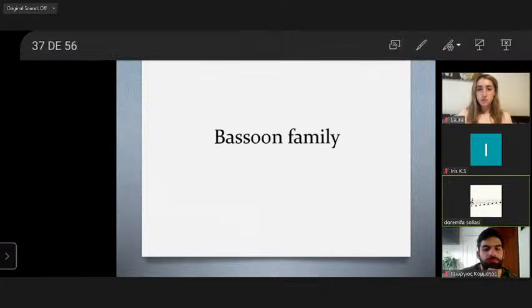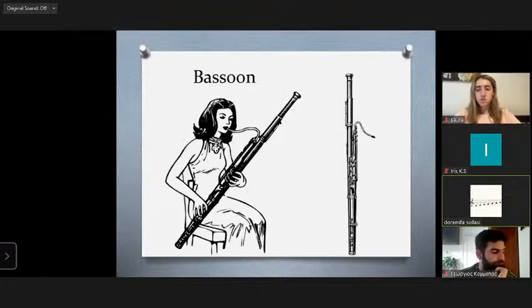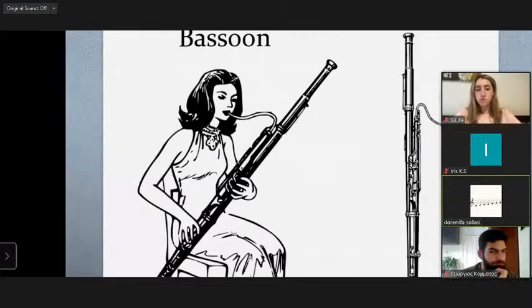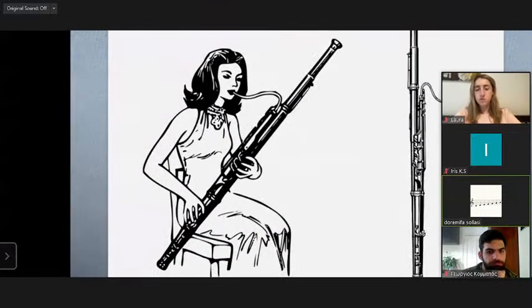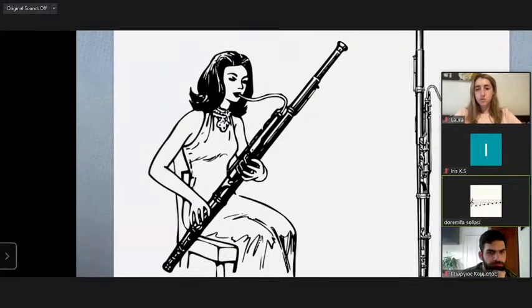Now let's see the other family, the bassoon family. Remember that the bassoon is a non-transposing instrument. The bassoon has a lot of different parts. It is important to see that the bell is here, and the crook, this is called the crook, is here. They are inside the mouth.